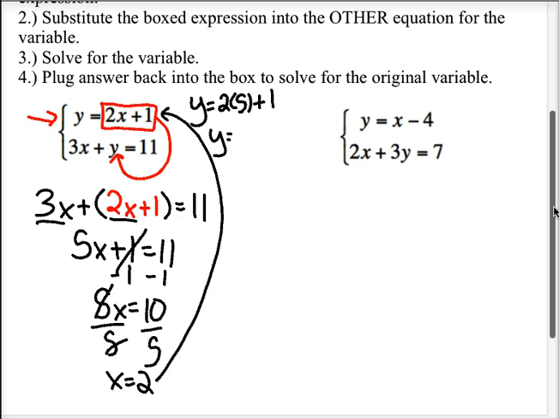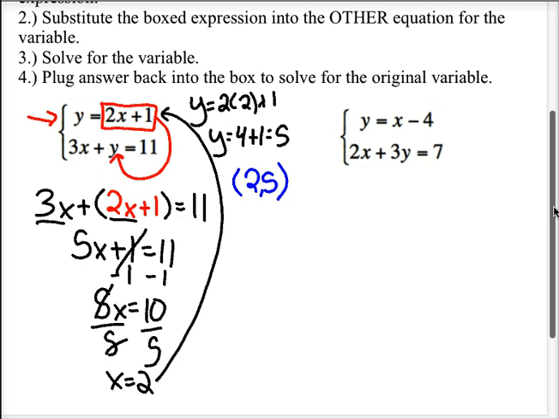Oh, I'm sorry. That should be a 2. I immediately get my other variable. And so then I can write my solution: 2, 5. So that's why I like using the boxes, okay? Because you know what you're substituting, you know where you have to put it back into, and everything just seems extremely clear when you do it that way.